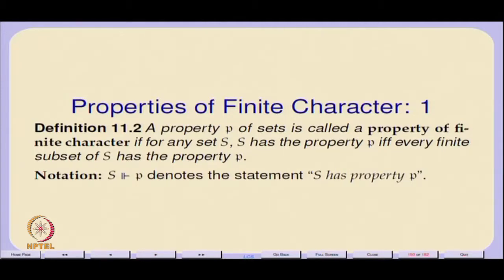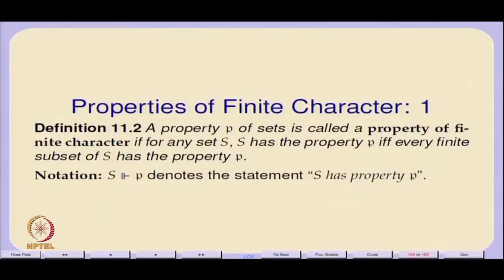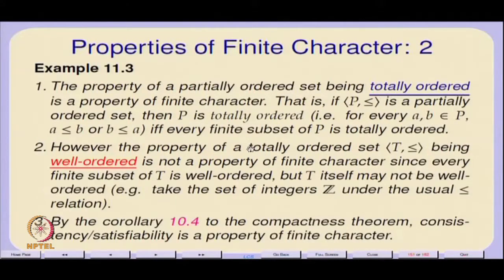So, compactness essentially says that a set gamma is consistent if and only if every finite subset of gamma is also consistent. That is a corollary of the compactness theorem, and therefore consistency of sets of formulae is a property of finite character in the universe of all propositional formulae. Yeah. So, we had other examples, as I said.